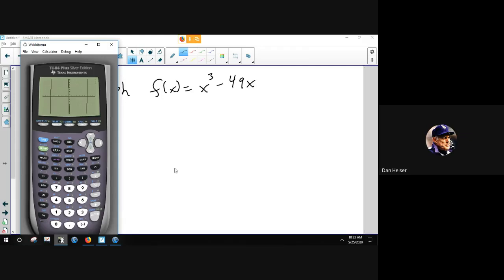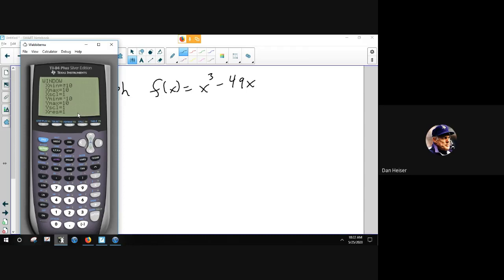Not real impressive. I have no real sense of what's going on in this graph. I don't know if there's any other things going on between here and here. It just goes way off the screen. There's no way to tell what's going on. So this viewing window is not that great.